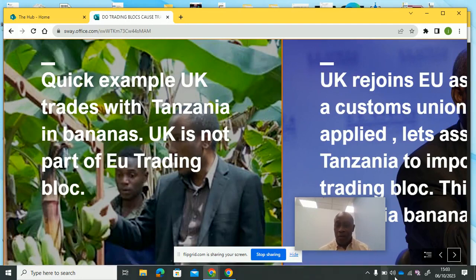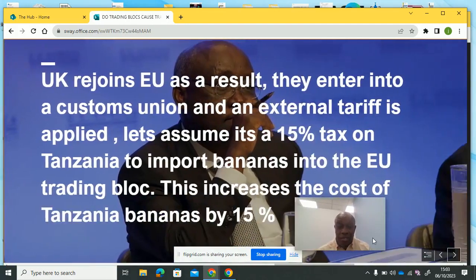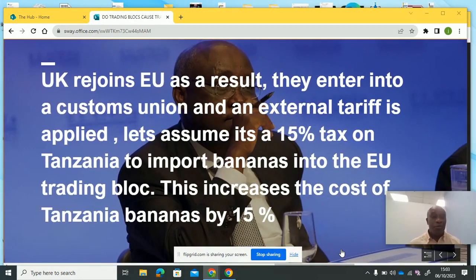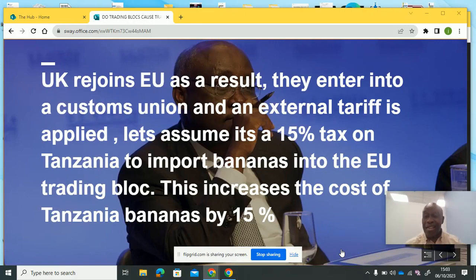Now, suddenly, what happens? For some reason, I don't know what the reason is, the UK decides to join the EU. It decides to rejoin the EU. In fact, the EU invites the UK back into their fold, and the UK agrees, and they decide to join the EU.